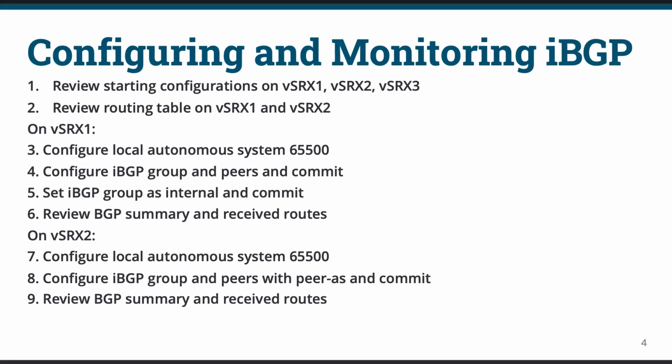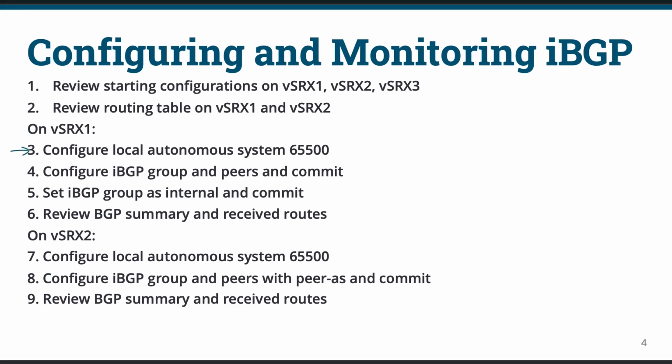The first section of this lab will involve the configuration and monitoring of iBGP peering sessions and routing. As per usual, we'll start off by reviewing the starting configurations on our enterprise devices. We'll review the starting configuration on VSRX 1, 2, and 3, as well as take a look at the current routing tables on 1 and 2 to better understand how this changes after iBGP is configured.